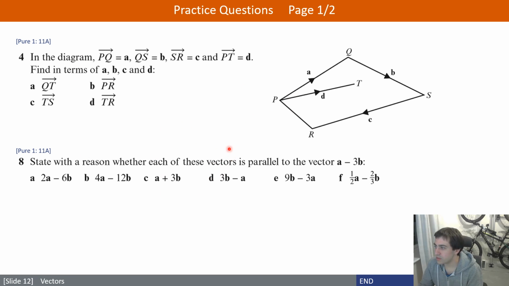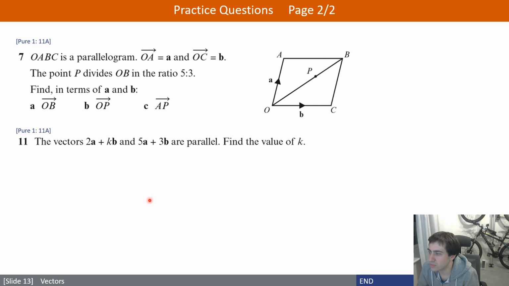So have a go at these. When you're ready, you can pause the video now. And then let's just look at the second page. You can also have a go at these 2 questions as well.